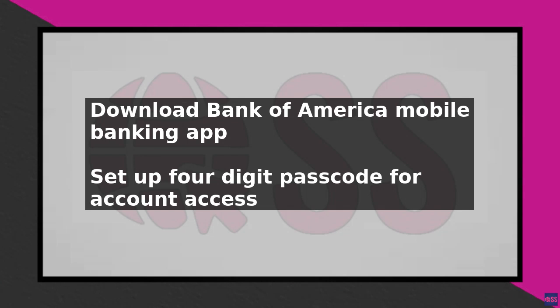By following these steps, you will be able to easily activate your Bank of America mobile banking account and start managing your finances on the go. Remember to always prioritize security when using mobile banking and to contact Bank of America customer support if you have any questions or concerns.